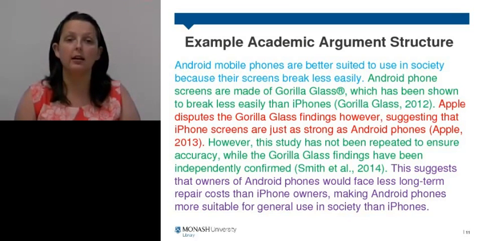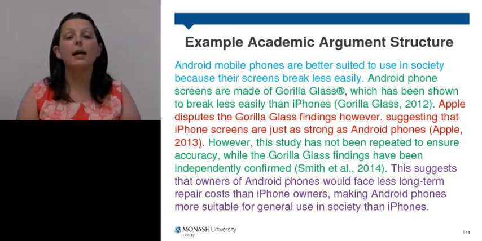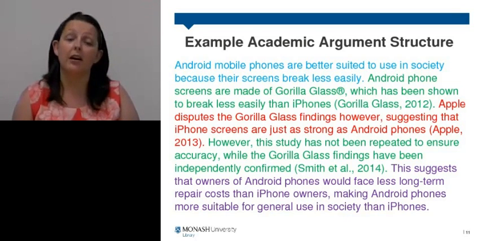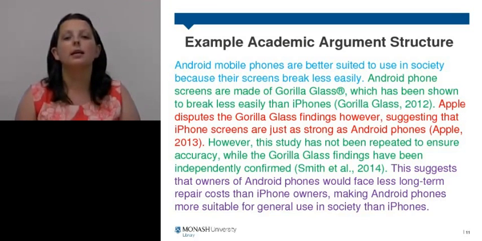And that is because here I've listed that the green findings have been independently confirmed, whereas the red findings have not. And this suggests that they are more likely to be true. And then in purple, I've summarized my argument and explained the implications of why that is important. In this case, I've made a proper argument because I have my claim at the top that Android phone screens are less likely to break. I have evidence that backs it up. I've considered someone else's argument, but I have shown that the other argument is less valid, and then I've summarized this. That is an academic argument in its essence.